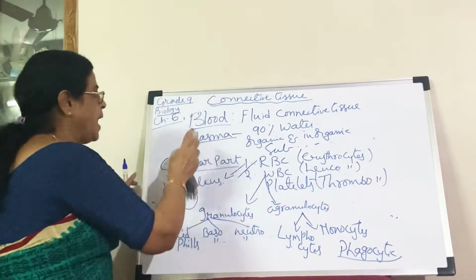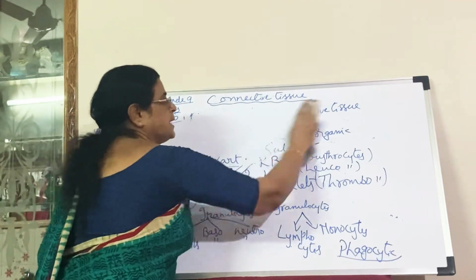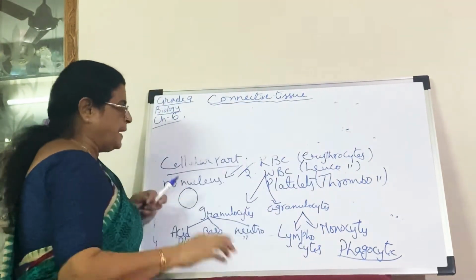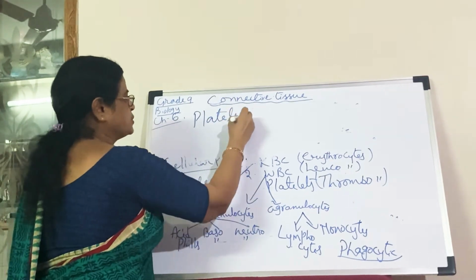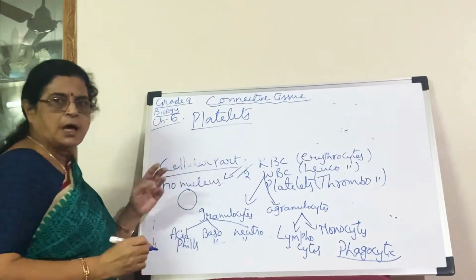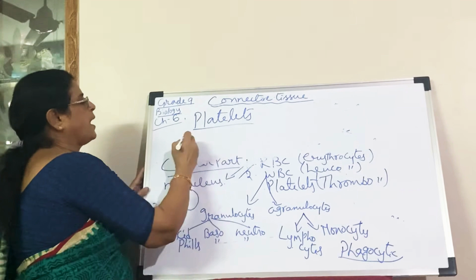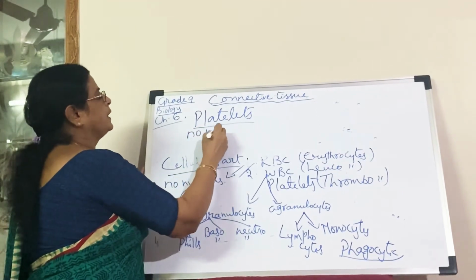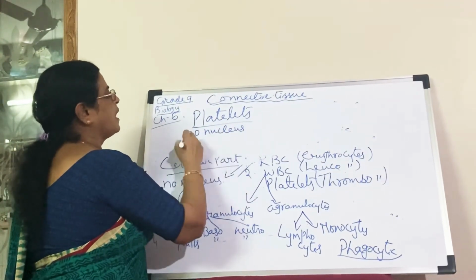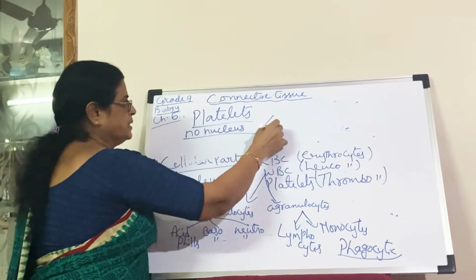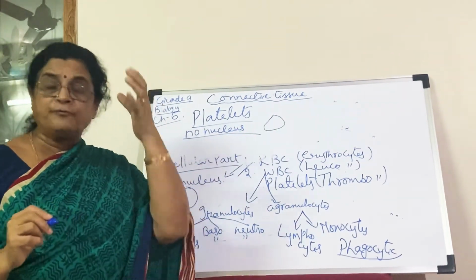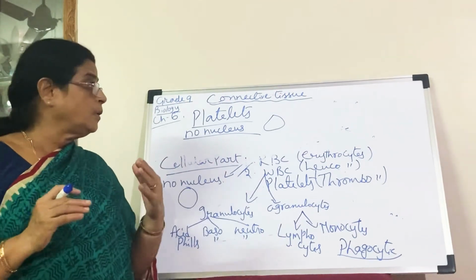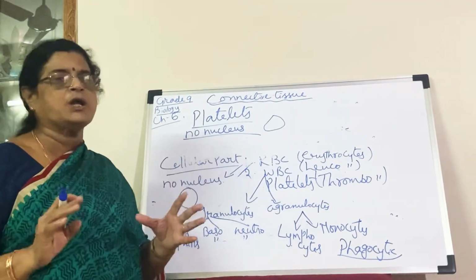What is the other cellular part? The other cellular part is called the platelets or thrombocytes. Thrombocytes are platelets. These do not have a nucleus. Enucleated means what? They are not having the nucleus. Like this, different shapes they are having, no nucleus, but they are performing a very essential function.